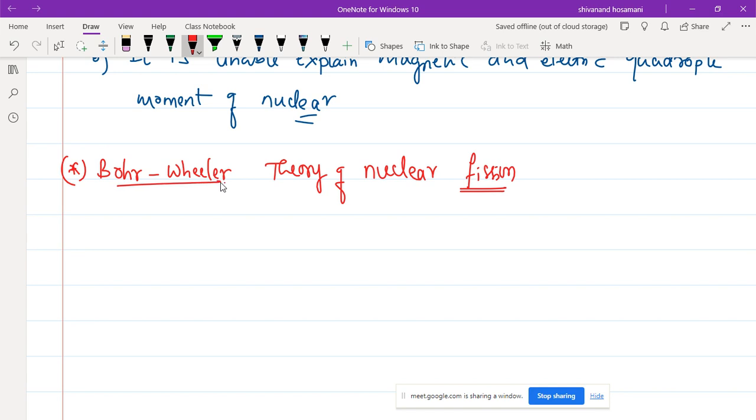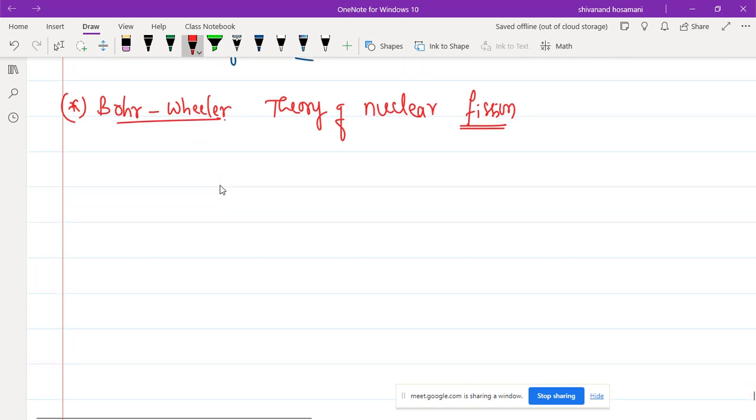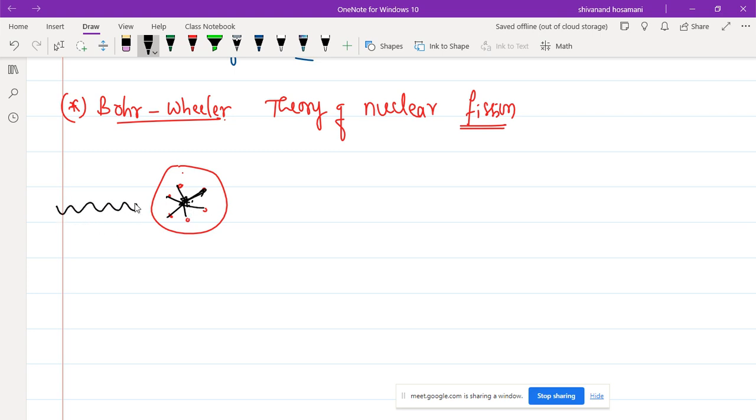So what is this Bohr Wheeler theory of nuclear fission? See, let us consider this is the nucleus having n number of particles. They are bound by the nuclear force like this. So everything is bound and sitting together. If any particle is incident on it, this is the incident particle.